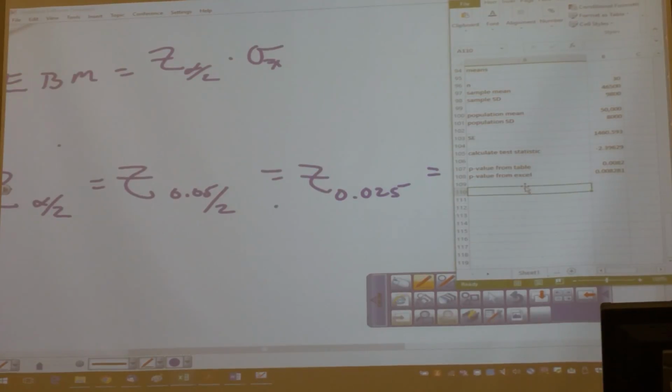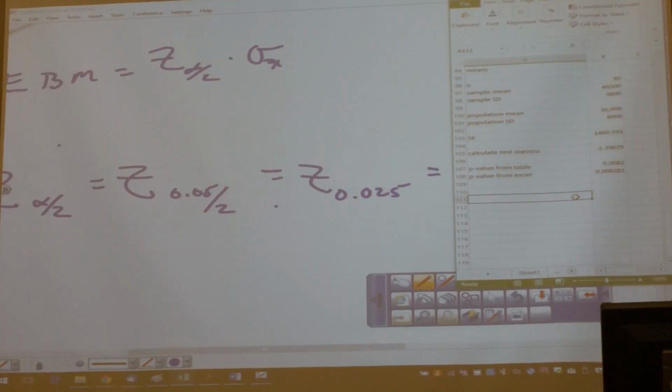And what did you put? For the 1.96. Not a negative, just a positive. Because I'm going to add it and subtract it, it doesn't matter whether I use positive or negative. So I always just use the absolute value. Okay, that's where I am.